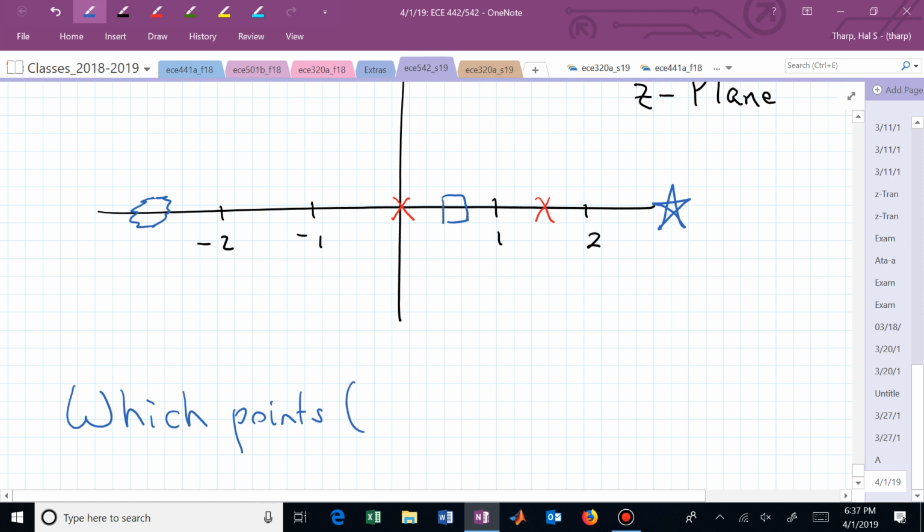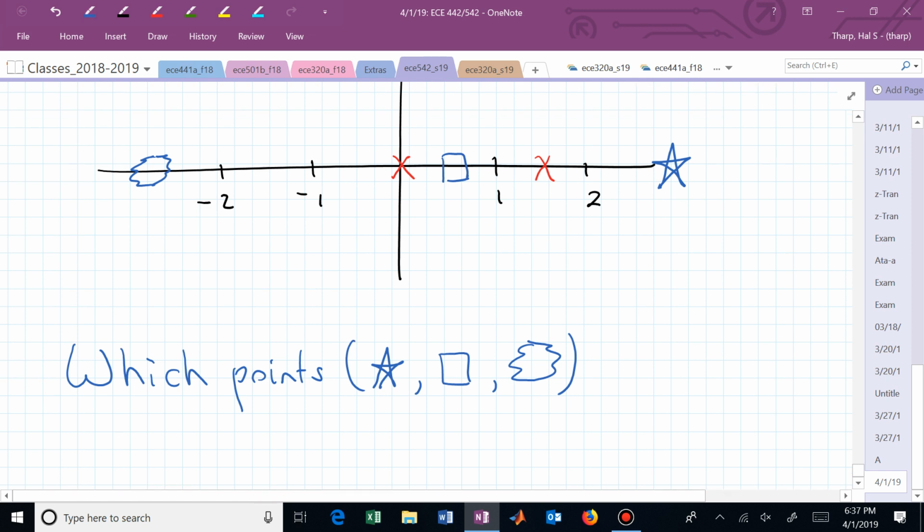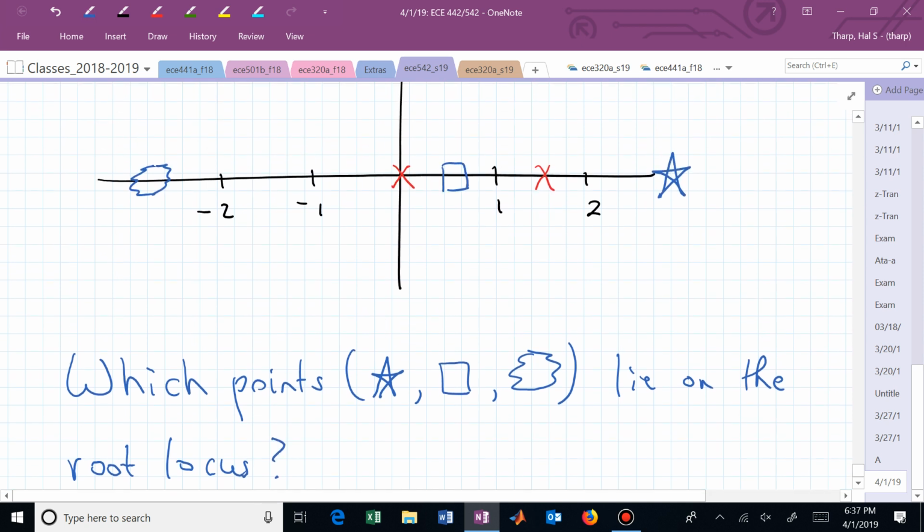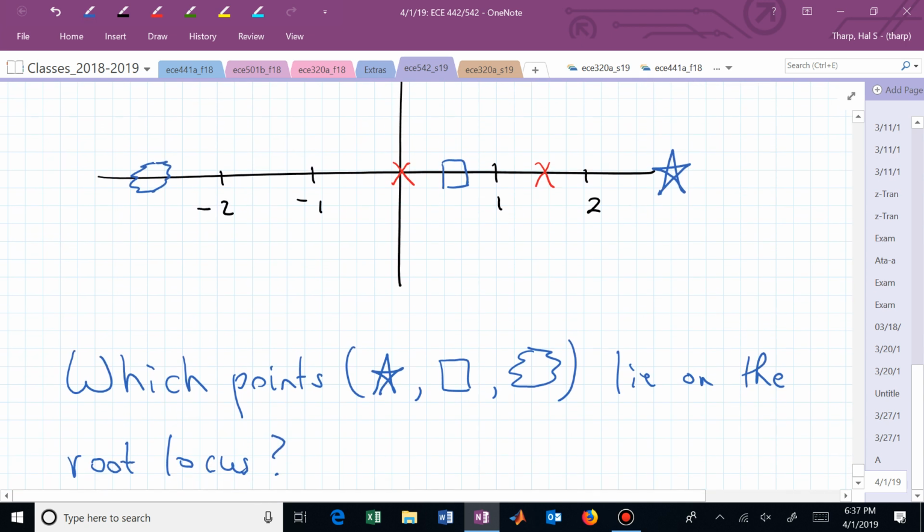So you're watching which points, and we have three. We have star. I knew I couldn't duplicate a star. We have a box. And we have a cloud. Which points lie on the root locus? Or do any of those points lie on the root locus? That's what we want to try to determine.